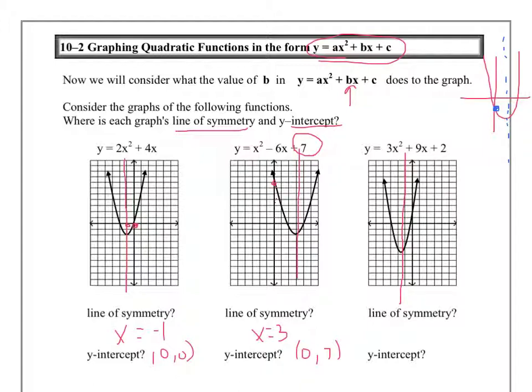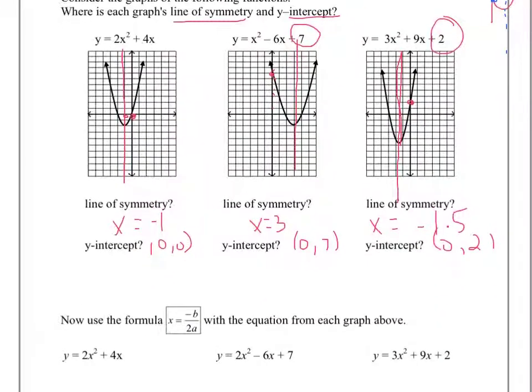Sorry, my line's not exactly perfect. I'm going to erase this one and try it again. We want to cut it so it's exactly straight through. And it looks like here we have -1.5. So our line of symmetry is -1.5. And we know that the y-intercept here is +2. Let's double check. Yep, here it is at 0, 2. So that's how we can find the line of symmetry and the y-intercept just from the graph.